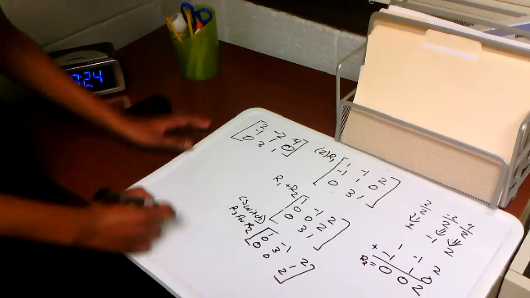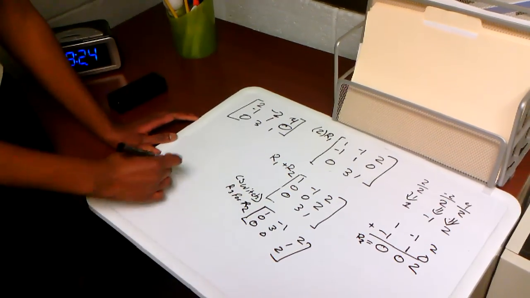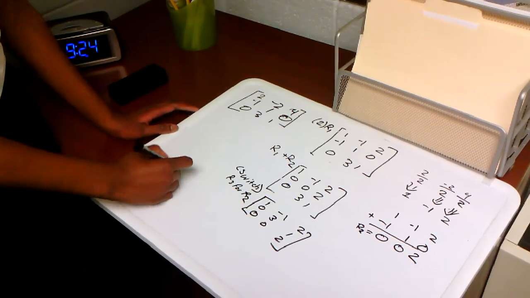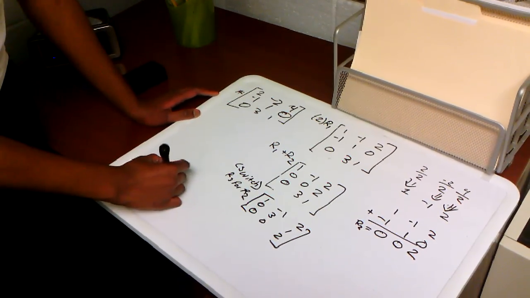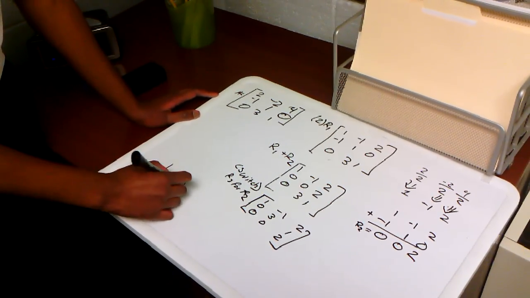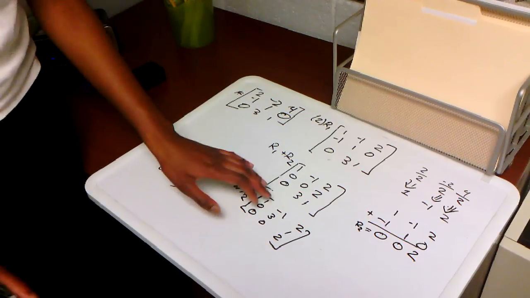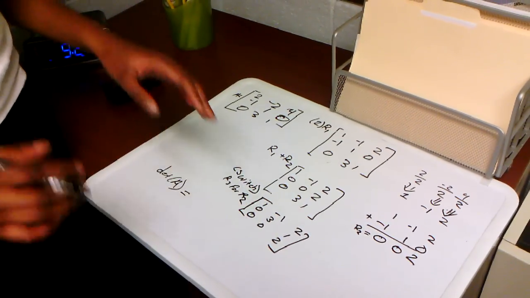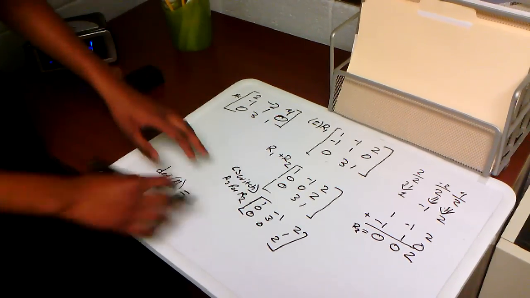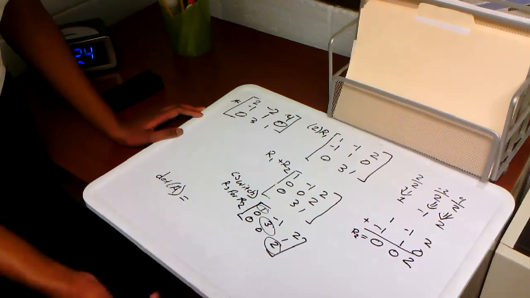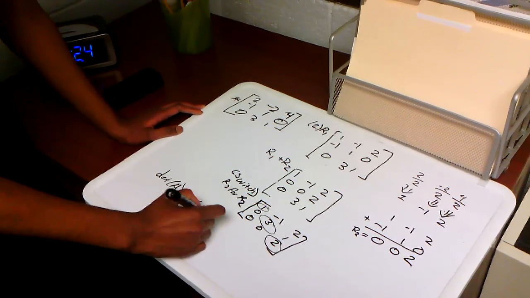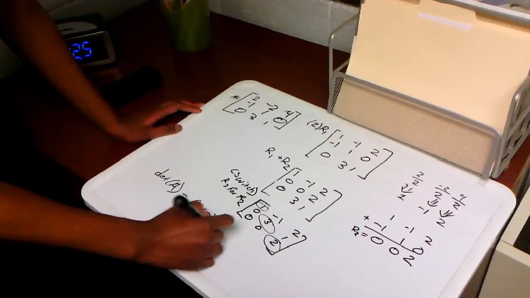So the general thing that you're going to do when you're taking the determinant, let's call this matrix A. So the determinant of A will equal the product of the terms in your diagonal, I'm sorry. So these are the terms in the diagonal. So it's 1, 3, and 2.